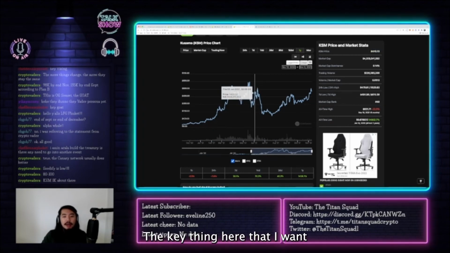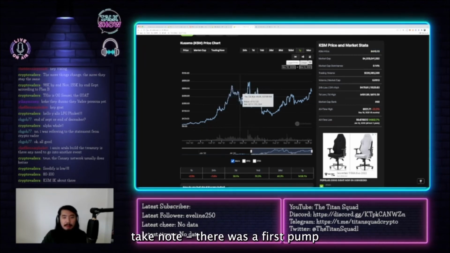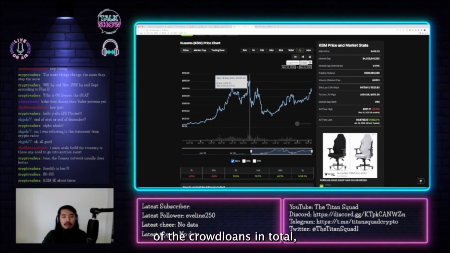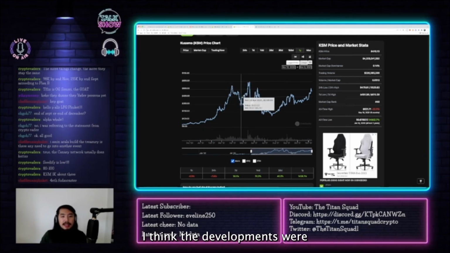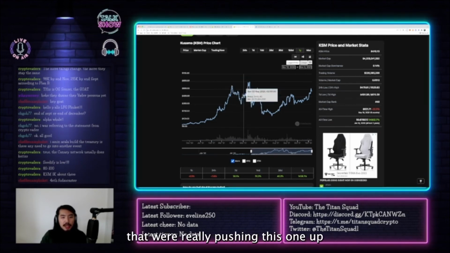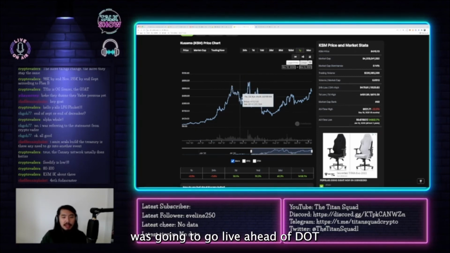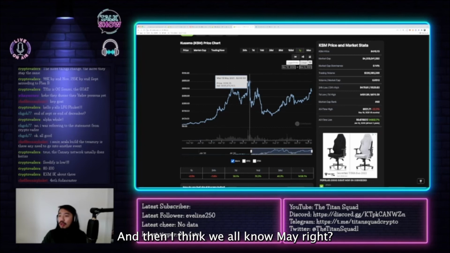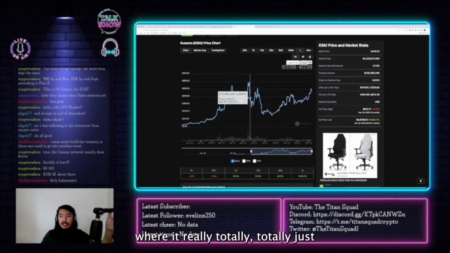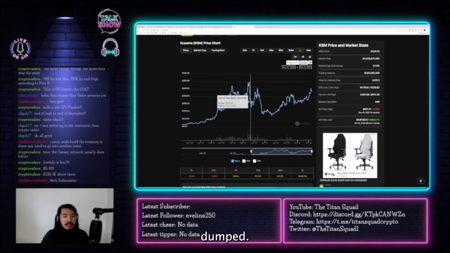The key thing here that I want you guys to take note of is there was a first pump, but I wouldn't say that this was because of the crowdloan in total, because I think at this time not many announcements on the crowdloans were being made yet, and it was quite a new concept. So I think the developments were the ones really pushing this up, because we always knew that Kusama was going to go live ahead of DOT, and I think they made the most of the run because of that. I think they were doing a lot of things, and then I think we all know May, right?